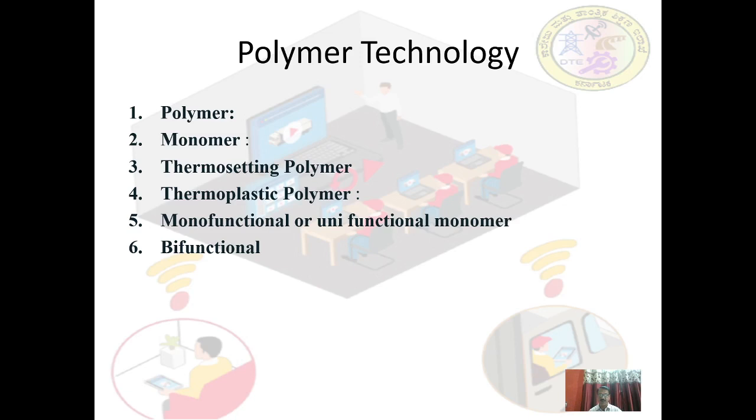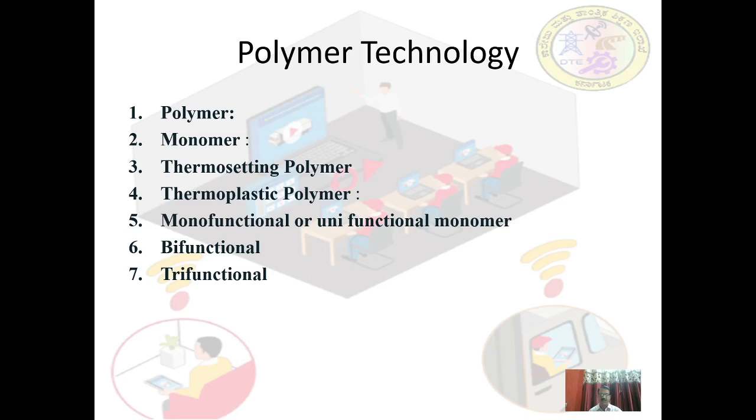If the double bond molecule is present, then the polymer would be formed, like ethylene is polymerized to polyethylene. Propylene is polymerized to polypropylene. Examples of bifunctional monomers which lead to the formation of respective polymers. Then trifunctional.